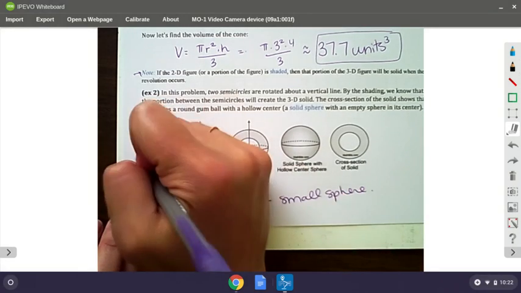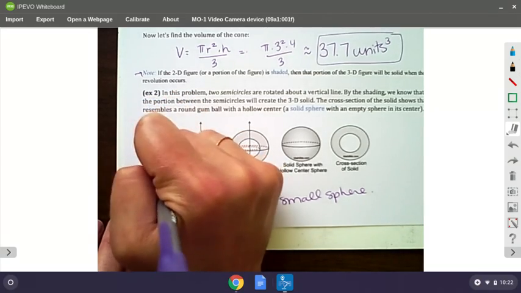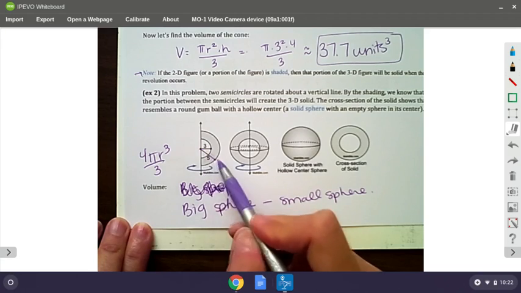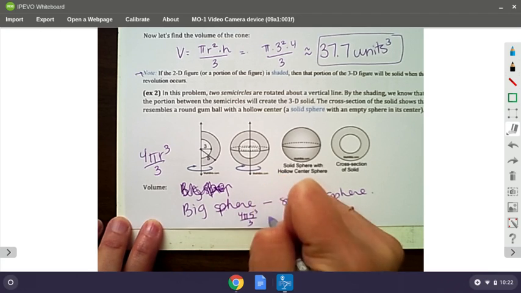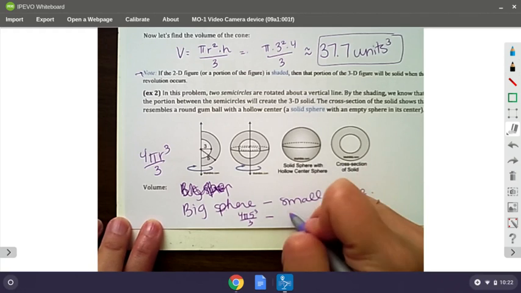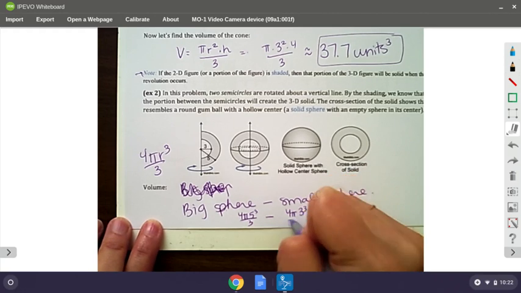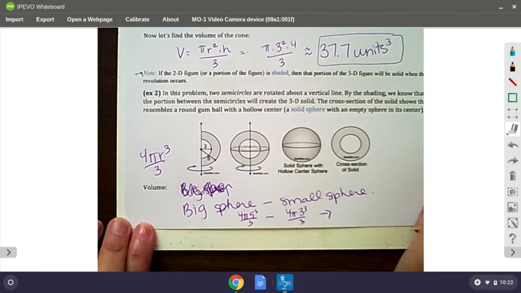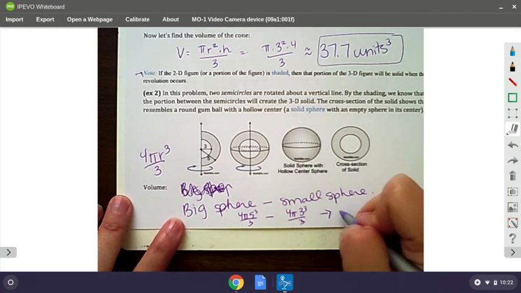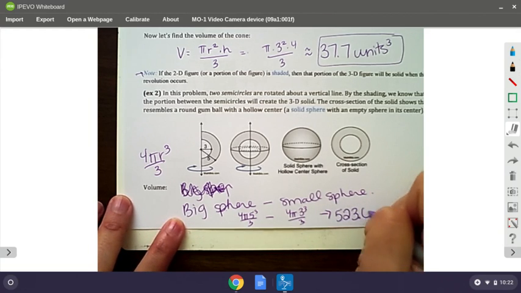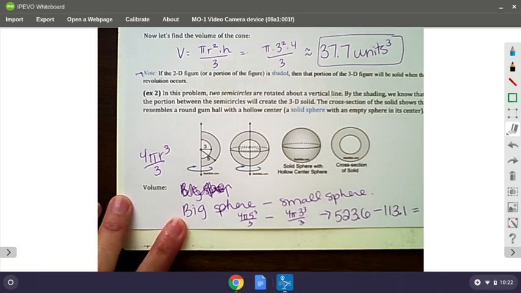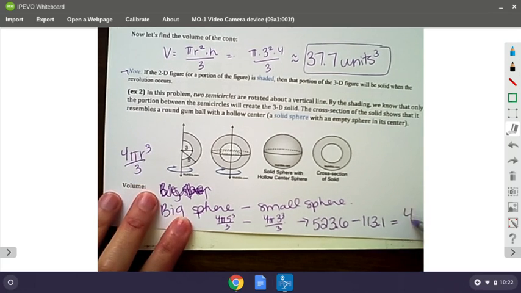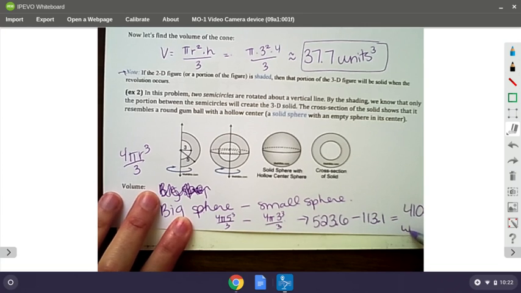Okay, so remember the volume of a sphere is 4 pi r to the third over 3. So the radius of the big sphere would be 5. So this is going to be 4 pi 5 to the third over 3. And then the small sphere, the radius is 3. So it's going to be 4 pi 3 to the third over 3. So 4 pi 5 to the third over 3 is 523.6. And then the small sphere is 113.1. Subtract them, and you get 410.5. And this is cubic units.